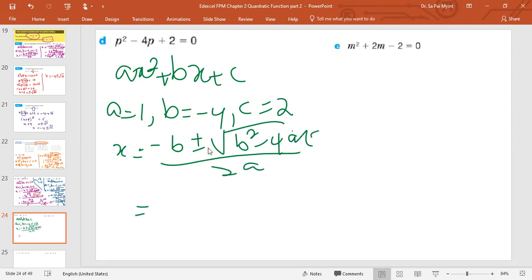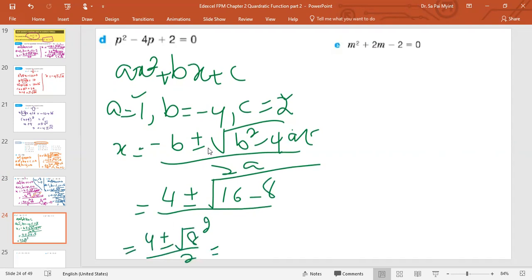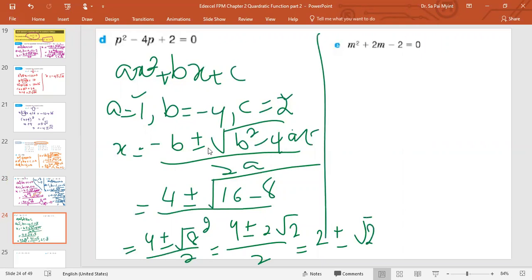Okay, b is minus 4, minus changes to 4, plus or minus square root of minus 4 squared is 16, minus 4ac. 4 into what is a? A is 1. C is 2. 1 into 2 is 2. 2 into 4 is 8. Divided by 2a. 2 into 1 is 2. What do you get? 4 plus or minus square root of 8 divided by 2. Square root of 8 is 2 root 2, divided by 2. What do you get? 2 plus or minus root 2. This is the solution for D.